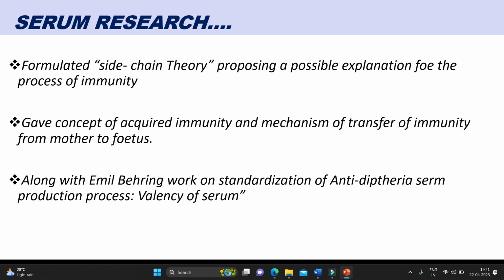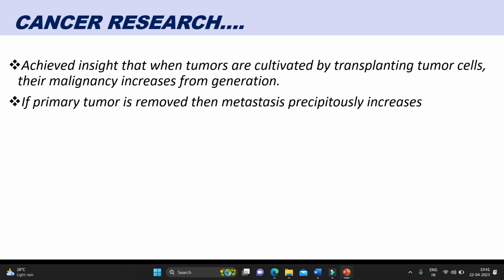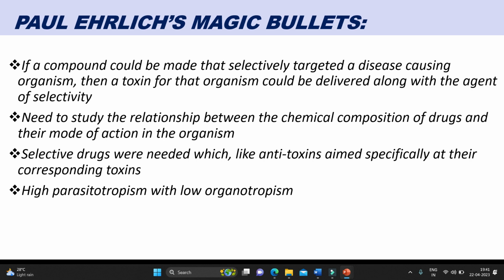He also worked on the research of oncology, the study of cancer. He gained the insight that when tumor cells are cultivated by transplanting them, their malignancy or tendency increases from generation to generation. And if the primary tumor is removed, then metastasis increases precipitously.